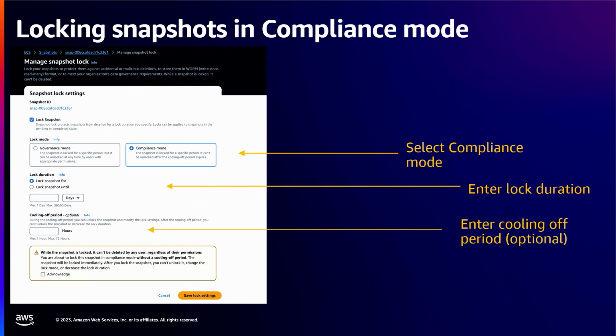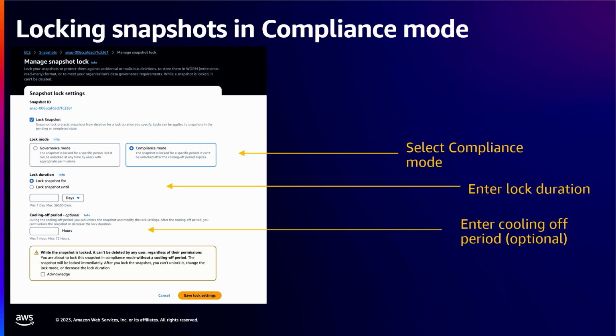This is for compliance mode. When you choose compliance mode, similar to governance mode, you have to specify a lock duration. You can also specify an expiry timestamp. In addition to these parameters, you can also specify a cooling off period. This field is entirely optional, but we recommend using it.